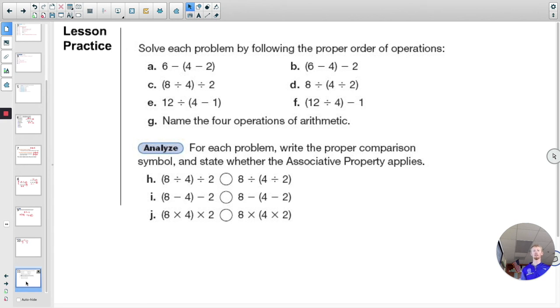All right, here's your lesson practice. Just remember, you always do what's in parentheses first. Then you do the rest of it. If you have any questions or aren't sure on something, please ask me during math.